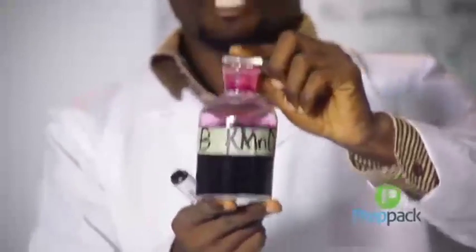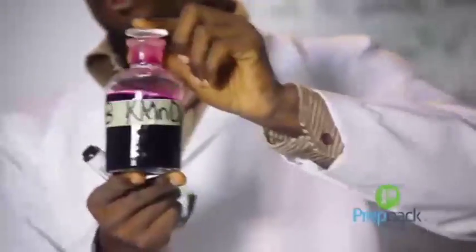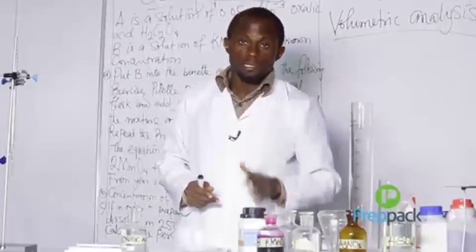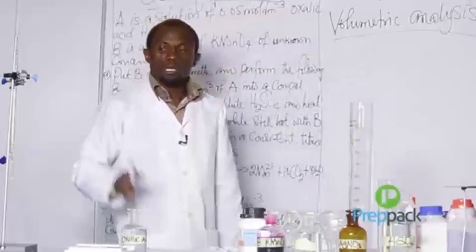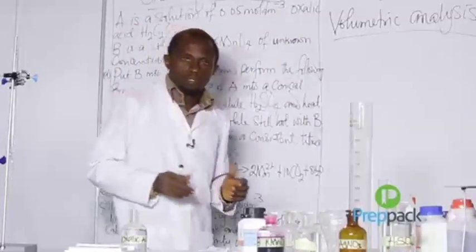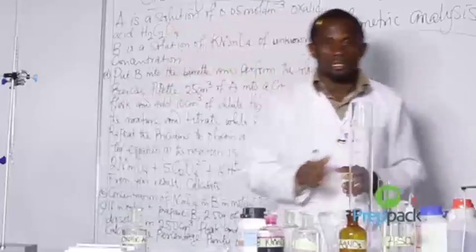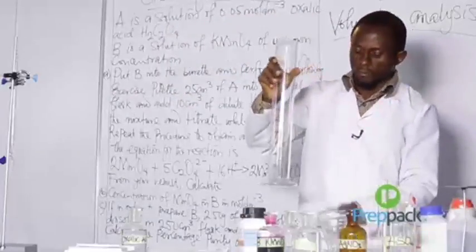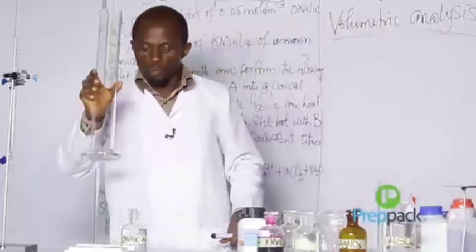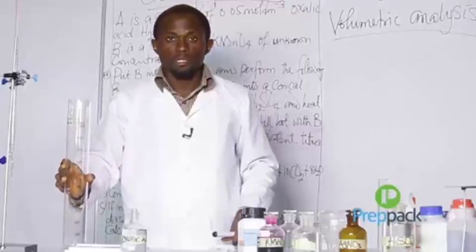The IUPAC name is potassium tetraoxomanganate 7. Now, in volumetric analysis, lab apparatus are usually used, such as the measuring cylinder. This is a 1,000 ml measuring cylinder. We use this for measuring the volume of water when preparing solutions.